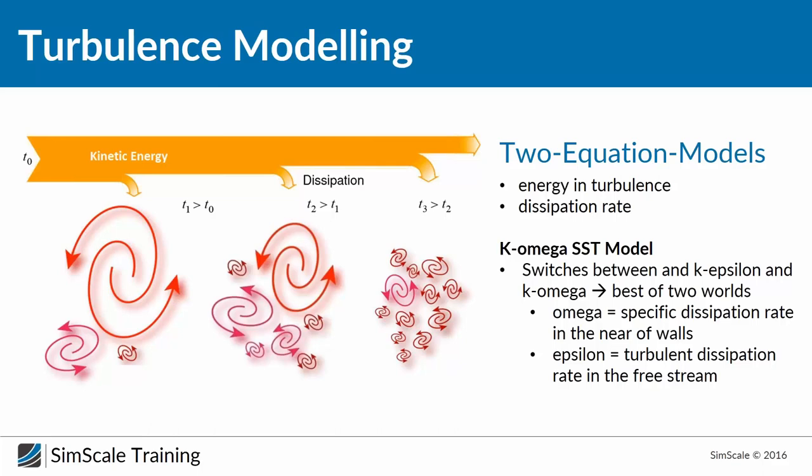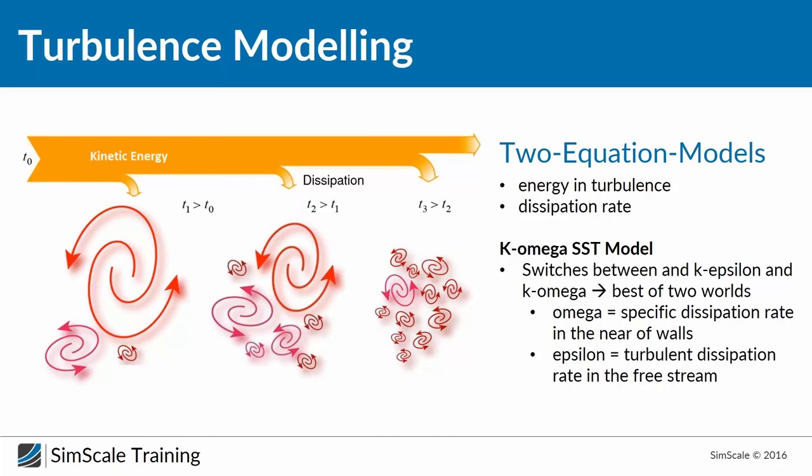So we recommend you use, for all Formula Student related applications, a so-called K omega SST model. The K omega SST model is a very nice model because it's basically made of two models, and it switches automatically between a K epsilon and a K omega model. K is the turbulent kinetic energy of the flow, and omega and epsilon are different ways to express the dissipation rate.